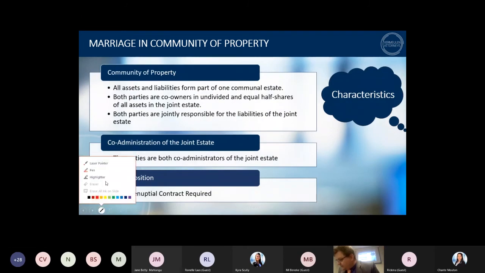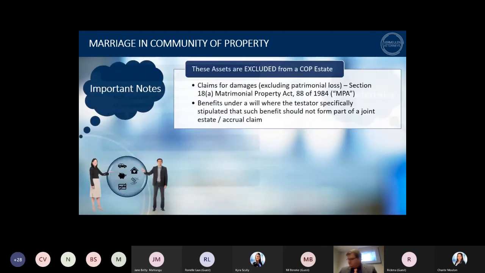Let me just go back to pen mode over here. That's going to make my life much easier. Right. So there are still exclusions from a marriage in community of property. Two specific ones of which you need to be aware.